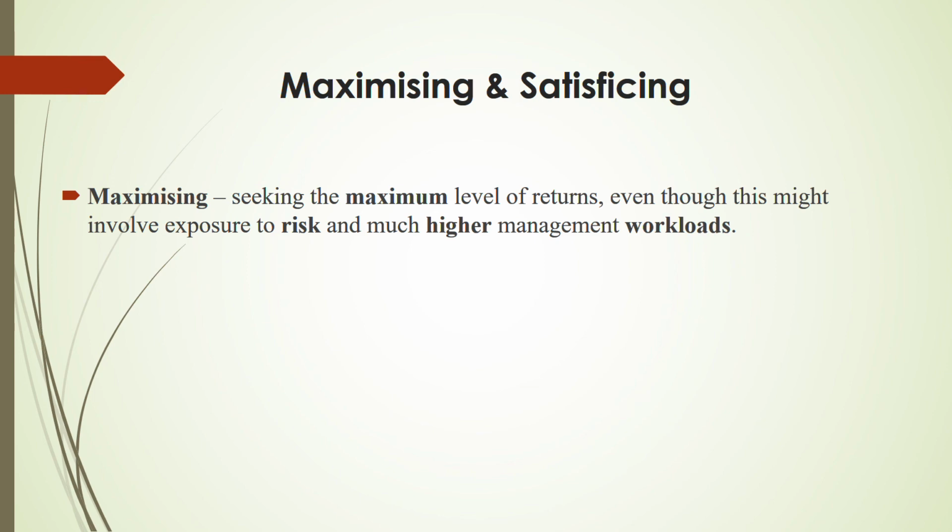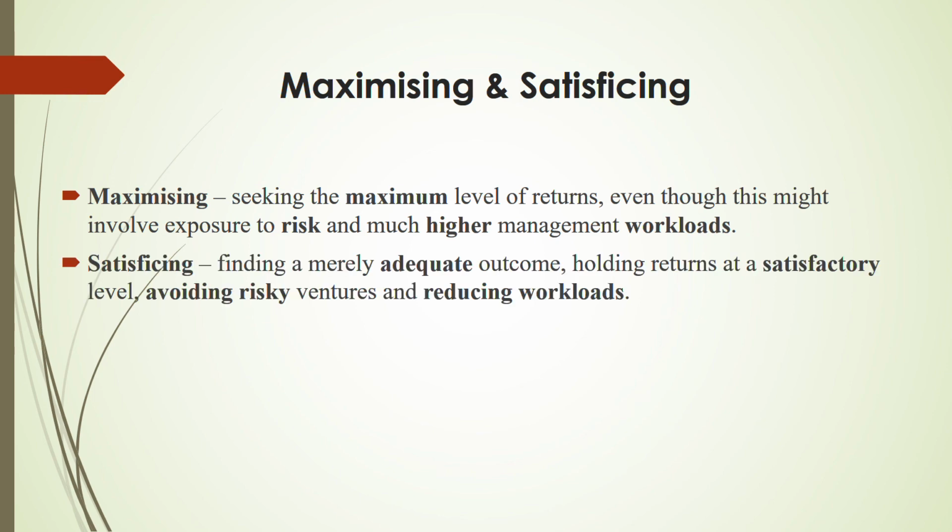Satisficing, on the other hand, is what? It's like you're satisfied. Finding a merely adequate income. You're not finding maximum. An adequate outcome, which is good enough. You're satisfied with it, right? Satisfactory level, not maximum level. Avoiding risky ventures. You're not taking as much risk as when you're maximizing. And reducing workloads. You're not taking so much workload. You're happy with whatever income you have. That is known as satisficing.